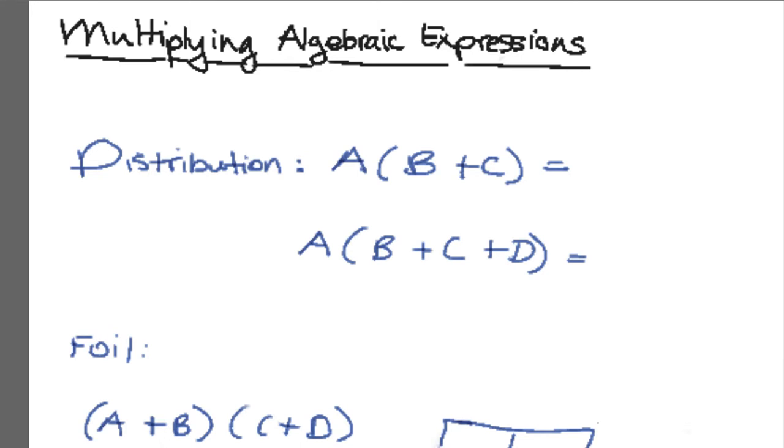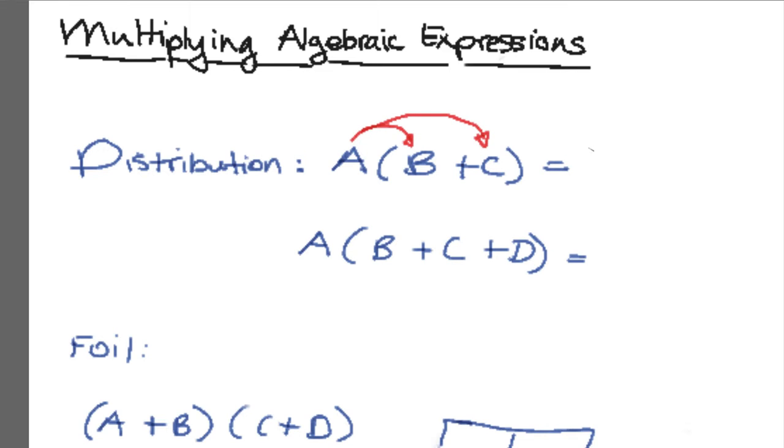Today we're going to be looking at the different types of processes you can encounter when multiplying algebraic expressions. So first thing you might need to do is to distribute something. In distribution, what you do is you take the first term and you multiply it times every term inside the parentheses.